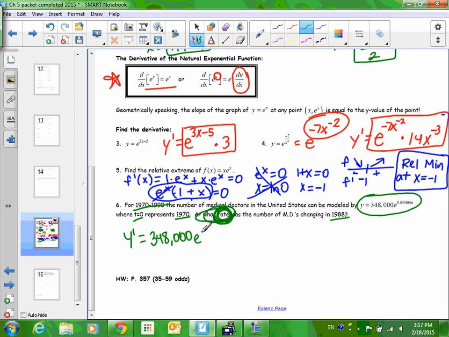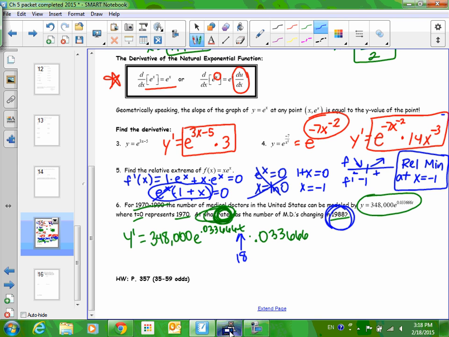You just rewrite it, and then what do you multiply by? The derivative of the power. Yeah. So we go times 0.033666. Now that's in general. What do we need to do to find the rate of change in 1988? Plug in 18. We need to plug in 18 right there.